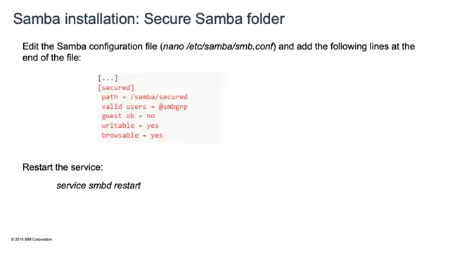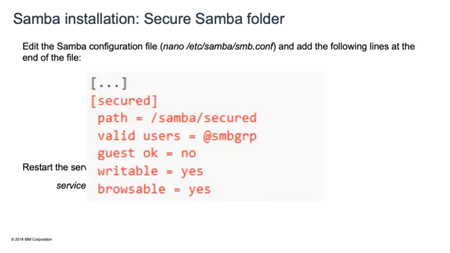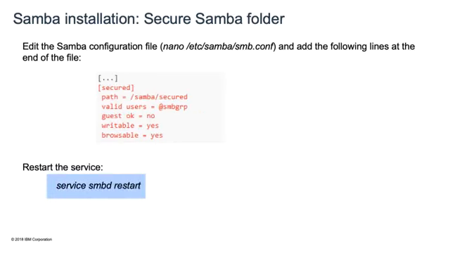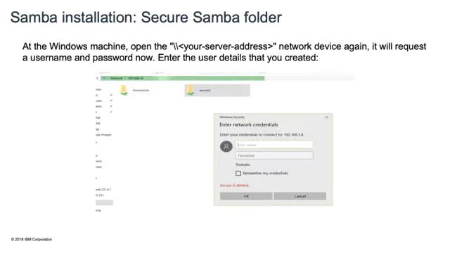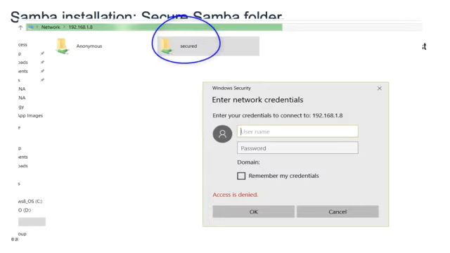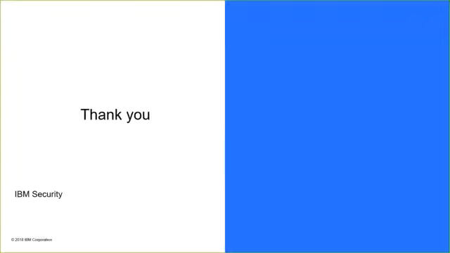And also we are adding the following lines under the /etc/samba/smb.conf file that was created during the installation of Samba. Then we just need to restart the service, and we will be able to see the secure folder in our Windows computer. And if you try to double click and access this folder, it will be requesting the user and password.